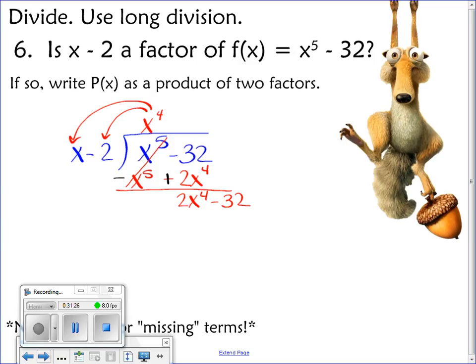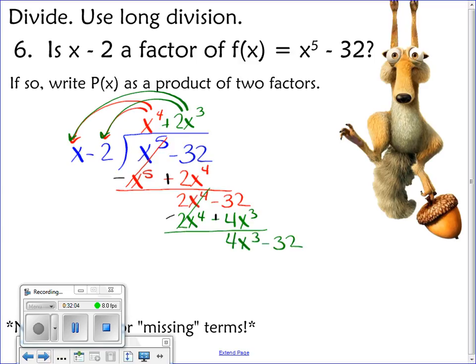And we start over. You see where this one's going, don't you? What do you multiply x by to get 2x to the 4th? Good. 2x cubed. We distribute 2x cubed times x. 2x cubed times negative 2. Then what? Change your signs. First term? Like terms? Nope. So 4x cubed minus 32. And we start again.